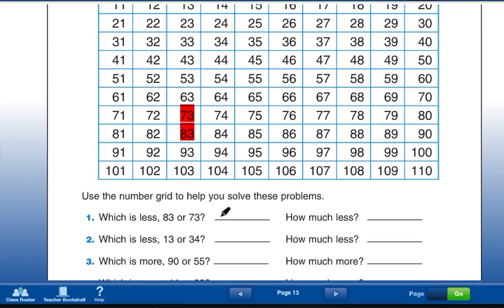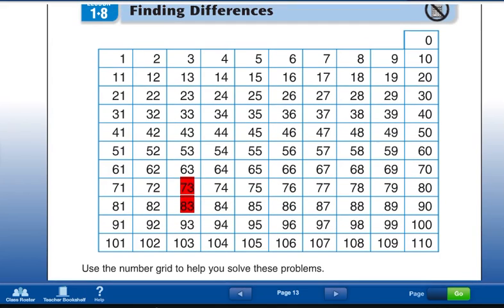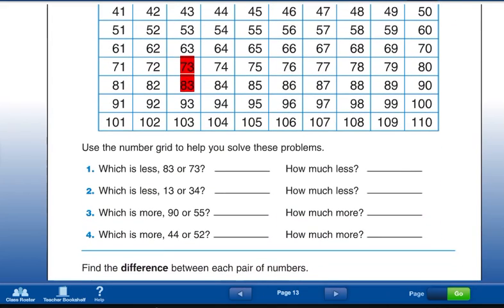And a reminder that the word less can also mean lower, closer to 0. Sometimes you can think of it that way too, as long as you're working above 0. But we know that number 73 is a lower number. It's a smaller number compared to 83. So we're going to go ahead and say that 73 is the lower number. So you should be writing this in here too.